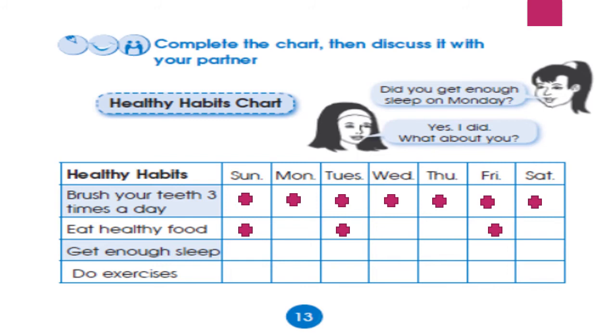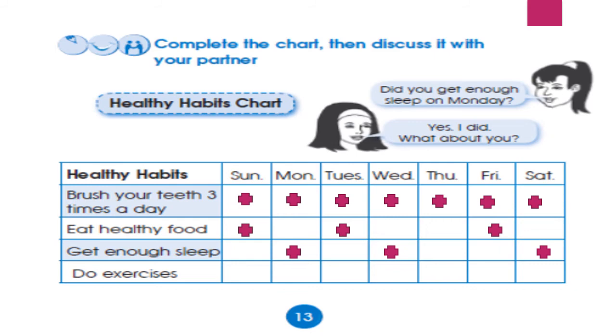The third healthy habit is get enough sleep. Some days I can get enough sleep, and some days I can't get enough sleep. So I get enough sleep 3 days a week: Monday, Wednesday, and Saturday. Okay?